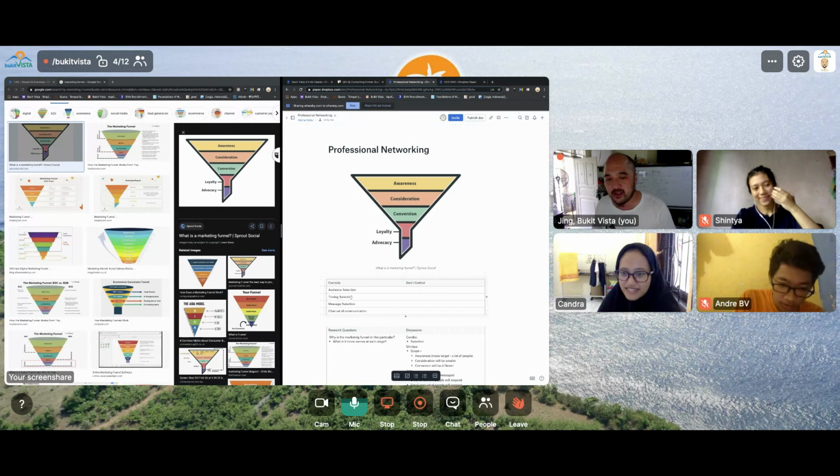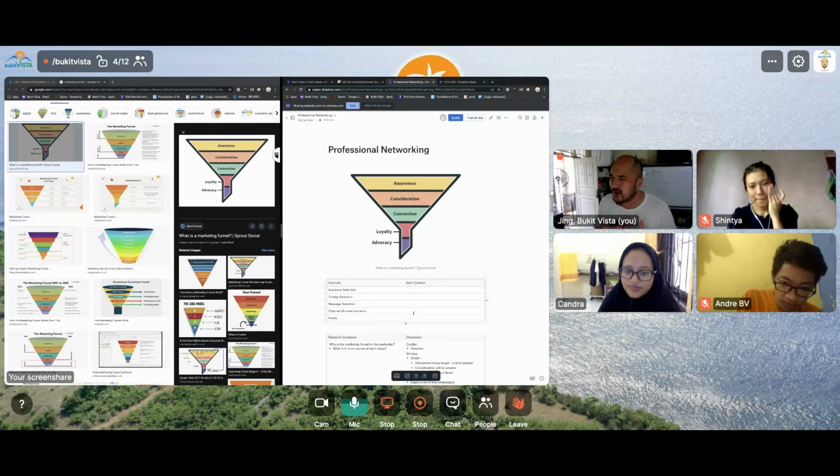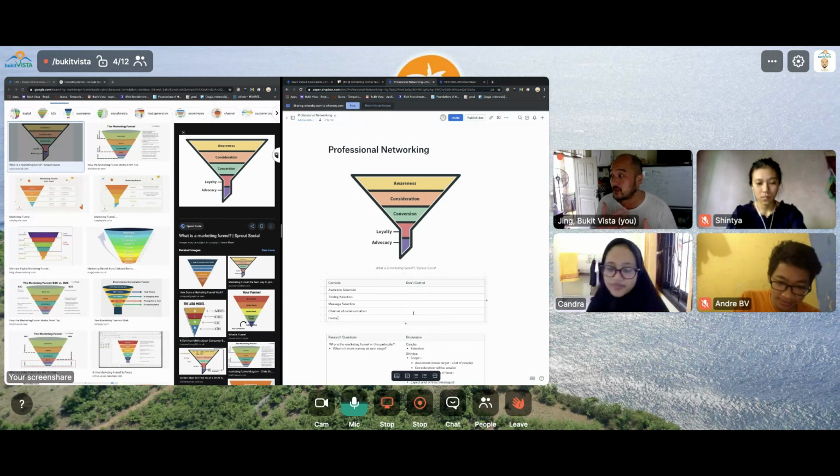So you control the audience selection, you control the timing selection, you control the message, and you control your pivots. Remember that. Don't ever get stuck. If you get stuck, come back to one of these things that you control and pivot on it.